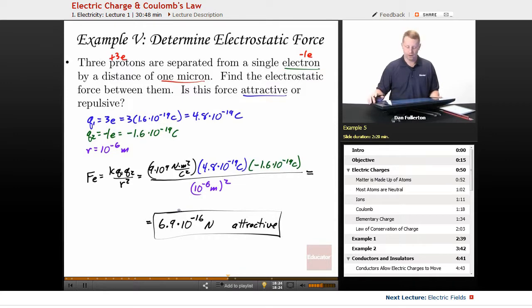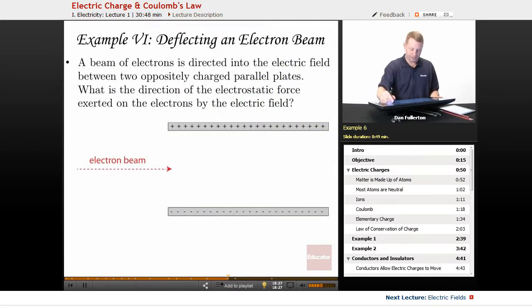All right, moving on. A beam of electrons is directed into the electric field between 2 oppositely charged parallel plates. What is the direction of the electrostatic force exerted on the electrons by the electric field? Well, let's see. Our electron beam is actually going to be just a bunch of electrons traveling to the right. Now, as the electrons travel to the right, they're negative charges. They see the positive charge up here. They're going to feel a force toward the positives due to this plate. And down here they see a negative. They're negative. They're going to be repelled. That's also going to push them in the upward direction. So our net force must be up.